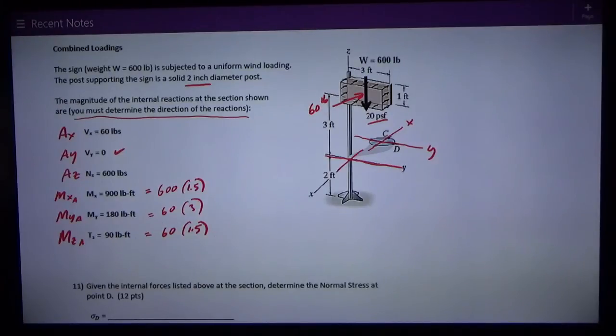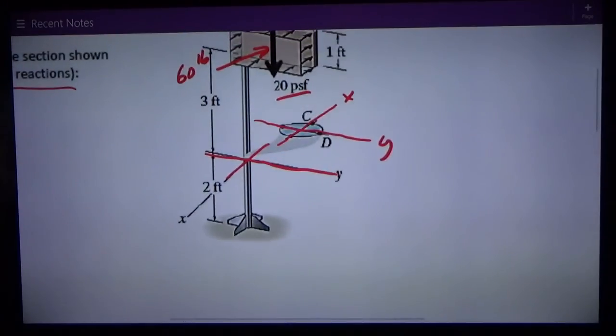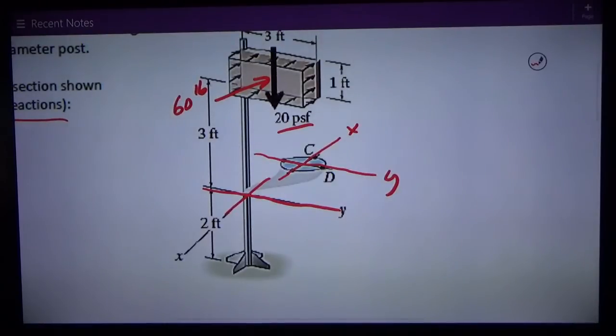Okay, so let's look at the problem. Number 11 was, given these internal forces, determine the normal stress at point D. So we want to know the stress at this point D over here on the right side, which lies on the y-axis.